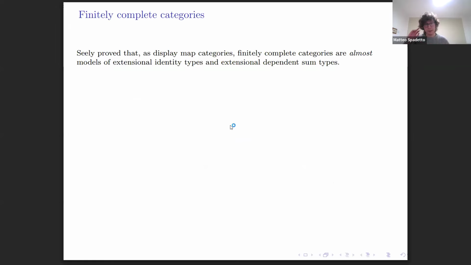Now I'll say a few things regarding strictification issues when we talk about models and pre-models of type theory. Seely proved that as a display map category, finitely complete categories are almost models of extensional identity types and extensional dependent types.